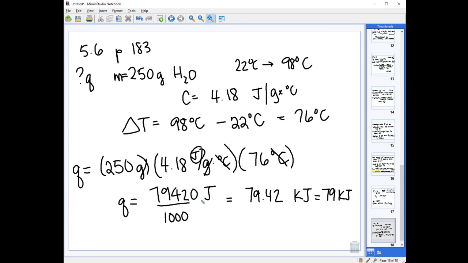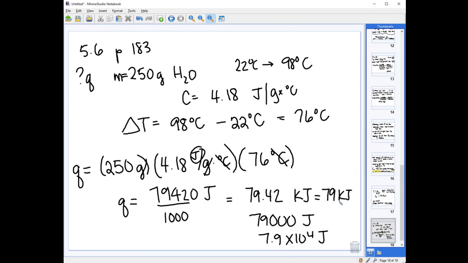Or I can leave that in joules, but I have to get rid of some of these numbers. So I can say 79,000 joules. Either way is fine. Or you can put it in scientific notation, 7.9 times 10 to the 4 joules. Doesn't really matter to me which one.